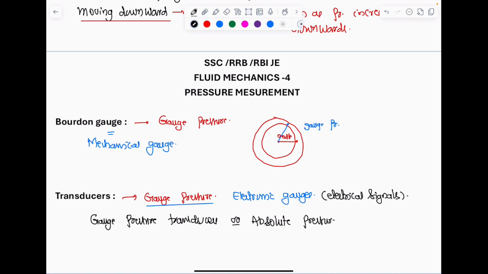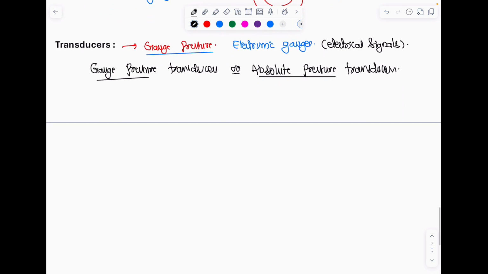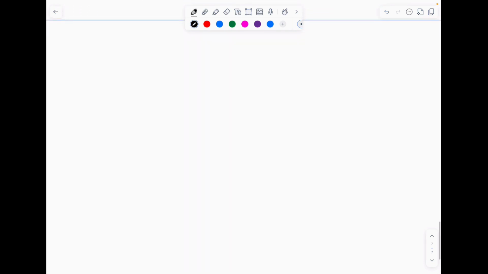The way you define the calculation system in the instrumentation process, the output will be either in the form of gauge pressure or in the absolute pressure. These are the various instruments being used, and these are the various pressure measurements we have to make.